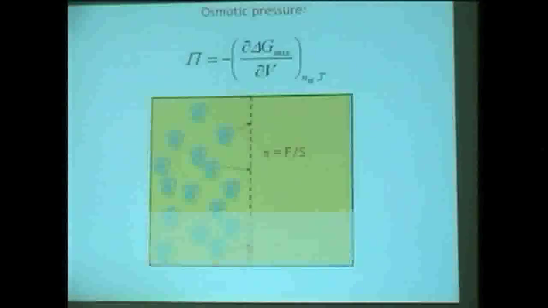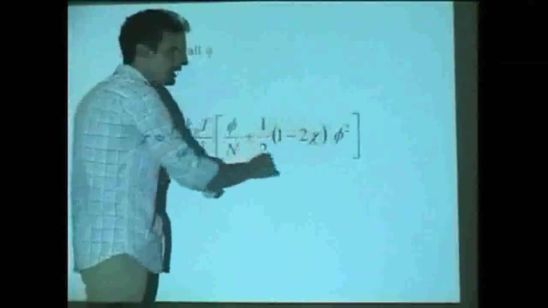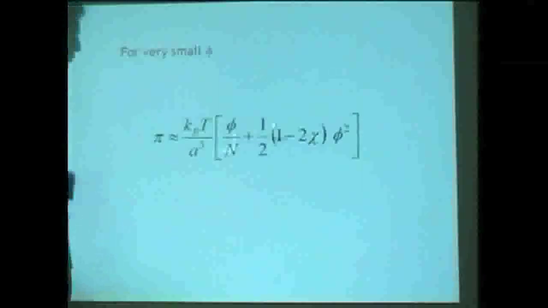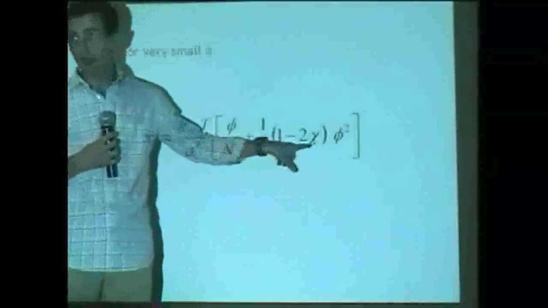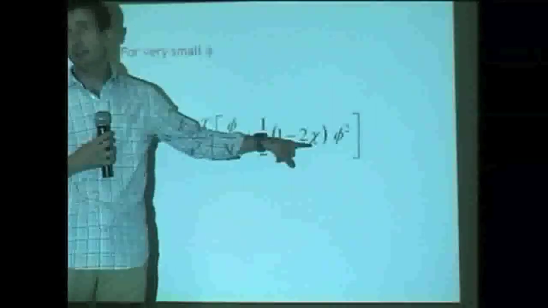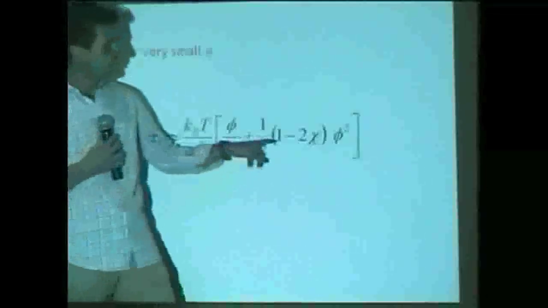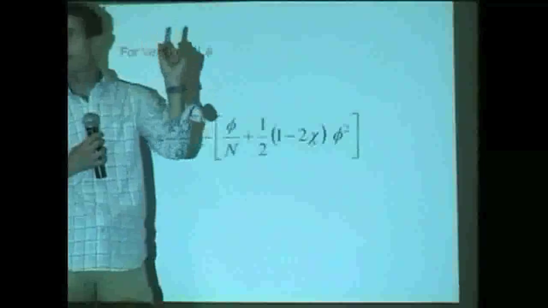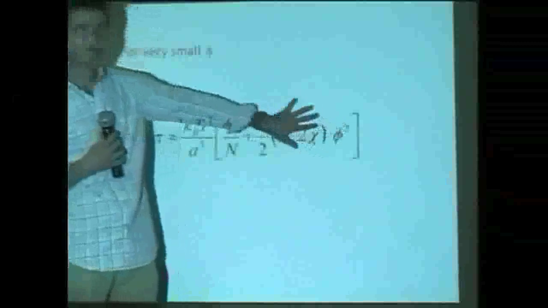So now, looking at the sign of this parameter here, what is the sign of this parameter? You see that the sign of this parameter will depend on the value of chi again. Chi is the same as yesterday, it is the Flory parameter. And you see that if 1 minus 2 chi is positive, it means that chi is less than 1/2. Then this will be positive.